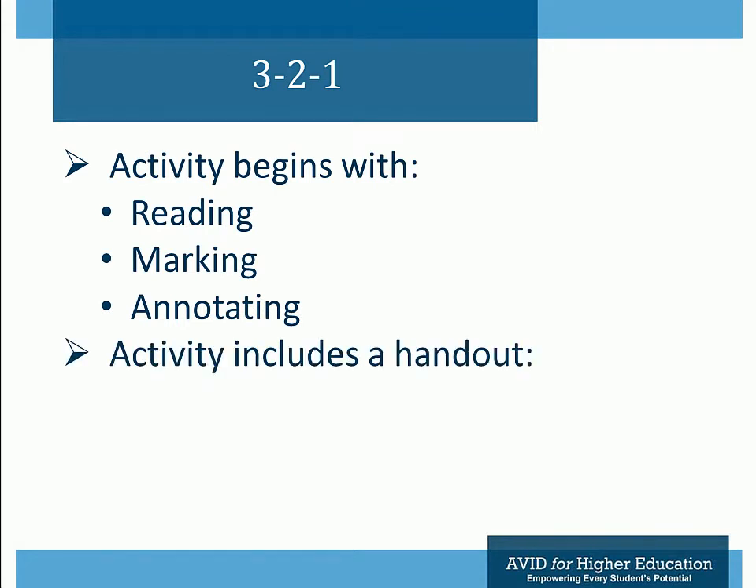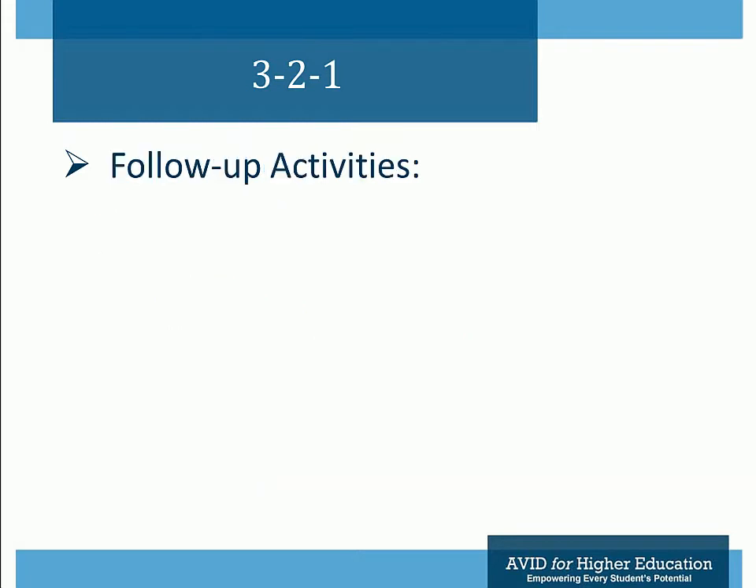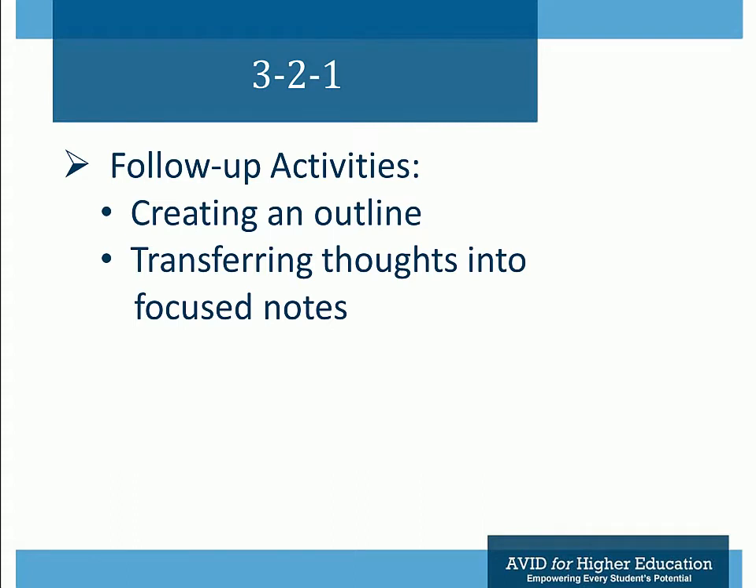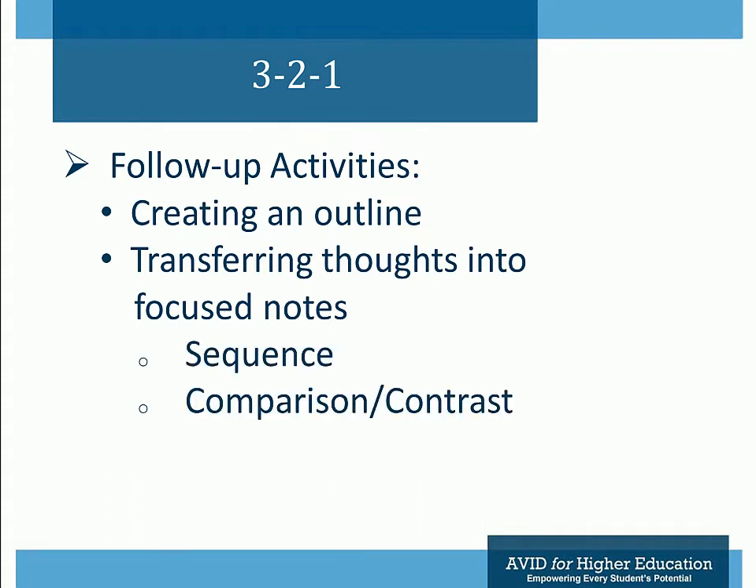The 3-2-1 strategy generally includes a handout onto which students can record their thoughts as they read, formulate ideas, and take notes. Students can then follow up by creating an outline or transferring their thoughts into focused notes that may address sequence, comparison-contrast, cause and effect, or other cognitive structures.